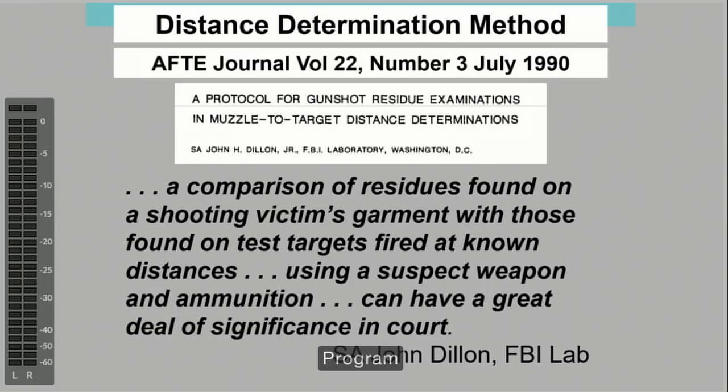So the distance determination method that we've all used, that we've all been educated in, I found that the foundational document for this is in the old AFTE Journal in 1990 by one of the great firearms examiners, an AFTE member, John Dillon, who worked at the FBI lab. He defined it as a comparison of residues found on a shooting victim's garment with those found on test targets fired at known distances using a suspect weapon and ammunition can have a great deal of significance in court. And it certainly can.